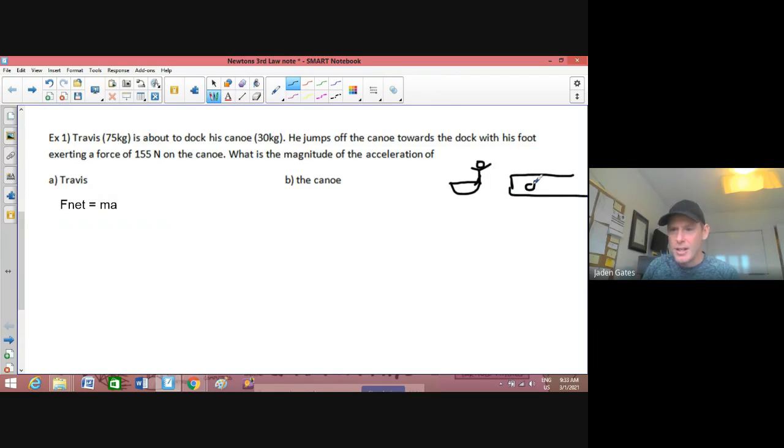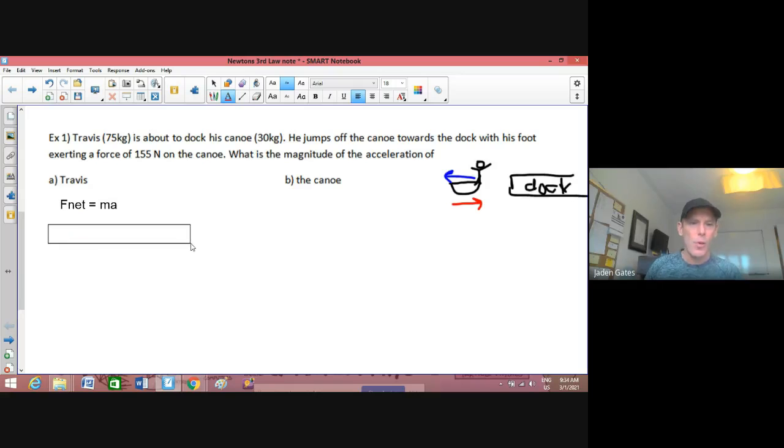Now, Travis pushes off the canoe, puts a force on the canoe. Newton's third law says that if Travis pushes the canoe with a force of 155 newtons to the left in my diagram, the canoe will put a force on Travis of 155 newtons in the opposite direction, equal in magnitude. So the force on Travis will be our 155 newtons.